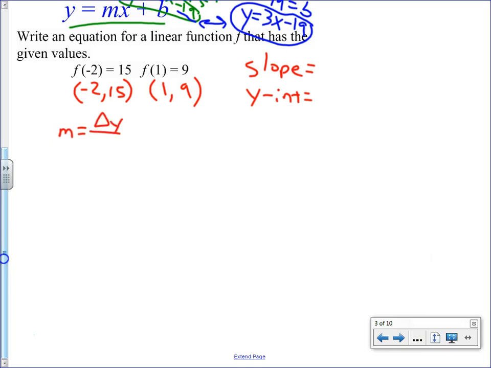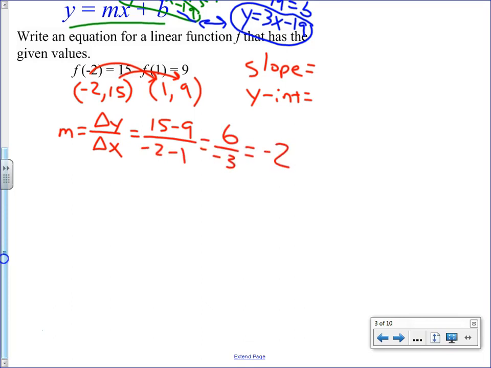Slope is difference of y and the difference of the x. So 15 minus 9 and negative 2 minus 1 gives me 6 over negative 3, which simplifies as negative 2. So my slope is negative 2. Just got to find my y-intercept now.